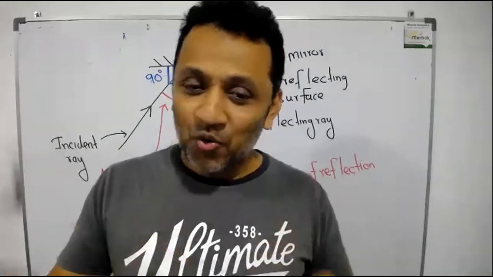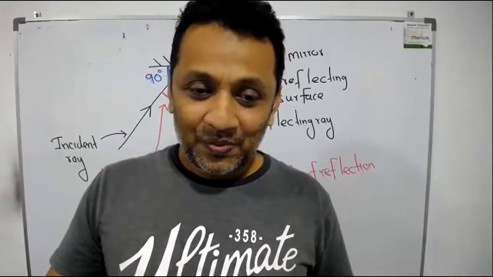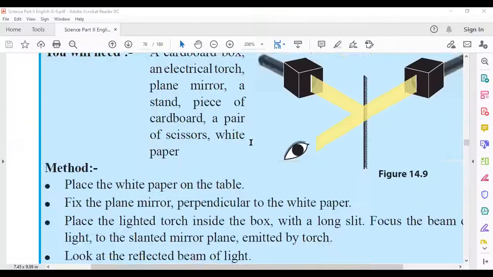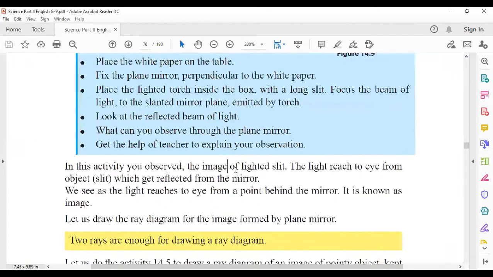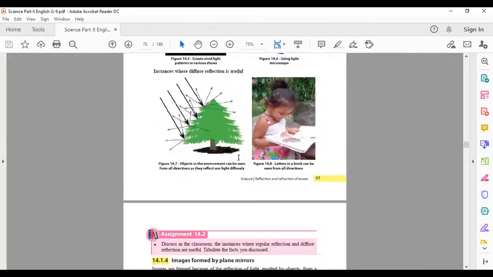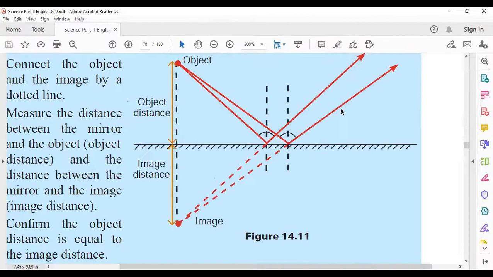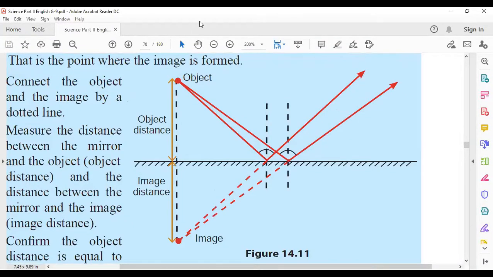Now I'm going to do a small work with you. Here, this is the picture. This is one incident ray. This is its reflected ray. Am I right?